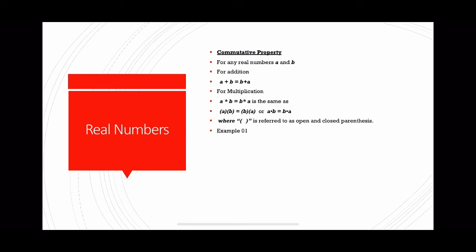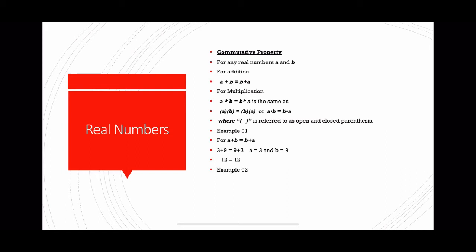Example number 1. For a plus b is equal to b plus a, we have 3 plus 9 is equal to 9 plus 3, where a is equal to 3 and b is equal to 9. And the answer is 12, which is equal to 12, which proves that a plus b is equal to b plus a.